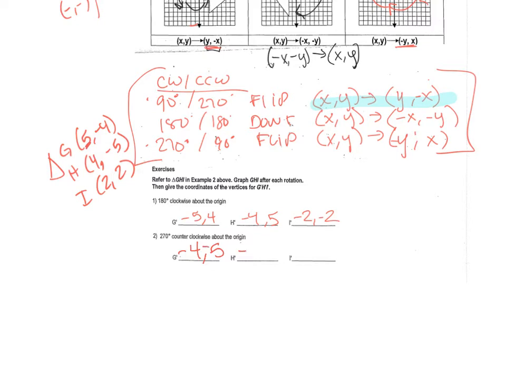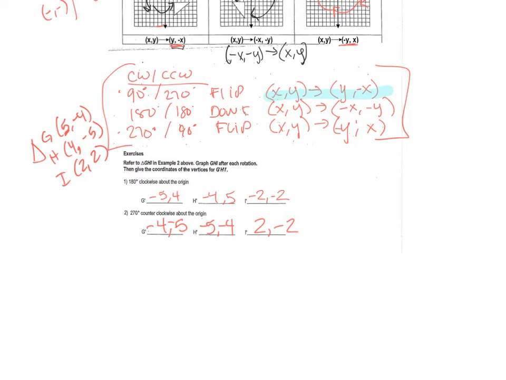Same thing with H. Now it's -5, and instead of +4, -4. Same thing with I, +2, now it's -2. So take a second and look at that and make sure you understand that that's what's happening. The X value is changing.